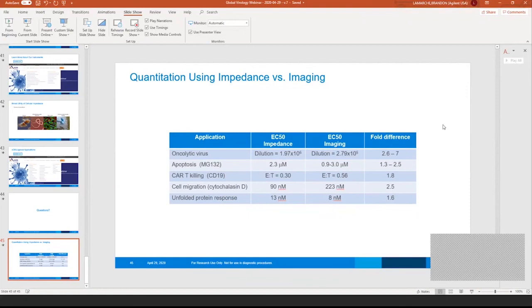And I attribute this similarity to the fact that you're analyzing cells that are in the same well. It's not a different plate and a different instrument and a different incubator on a different day. It's the exact same population of cells.